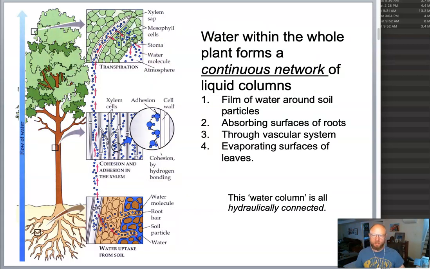So water within the plant forms a continuous network. The water that's moving up through the plant is all connected. It's a continuous network of water, and so we often refer to it as the water column. And it begins with that film of water that is surrounding the soil particles.